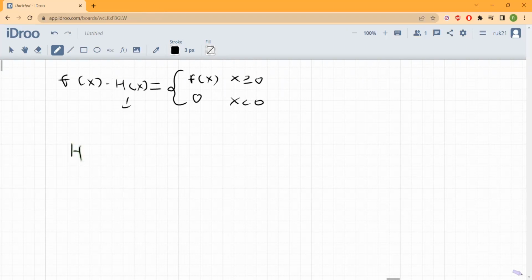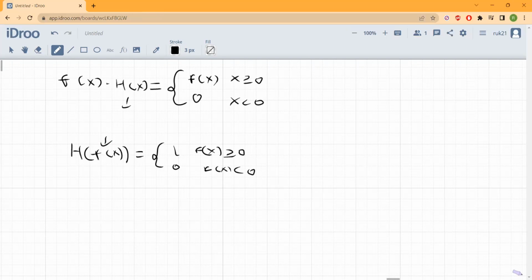Now, on the other hand, we have h of f of x. In this case, it equals 1 if f of x is greater or equal to 0, and 0 if f of x is smaller than 0. And again, you can think of it the same way. h of x is 1 if x is greater or equal to 0, and 0 if x is smaller than 0. Now instead of x, what we have is f of x. So if f of x is greater or equal to 0, we're going to get 1, and if f of x is smaller than 0, we're going to get 0.